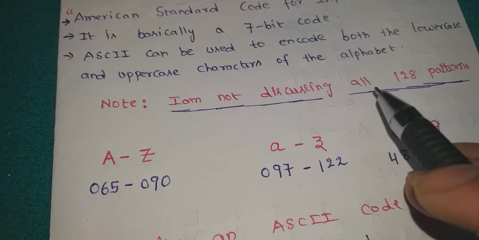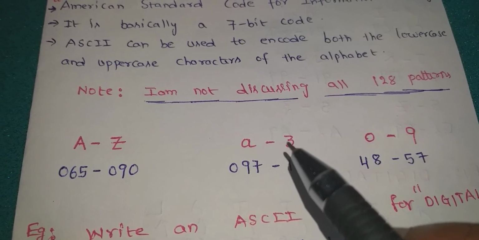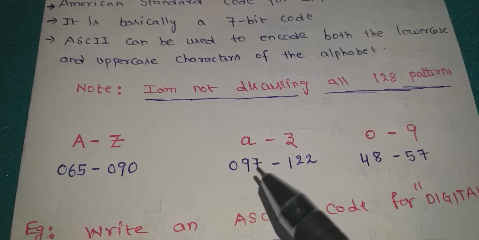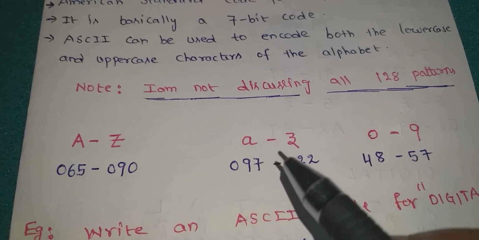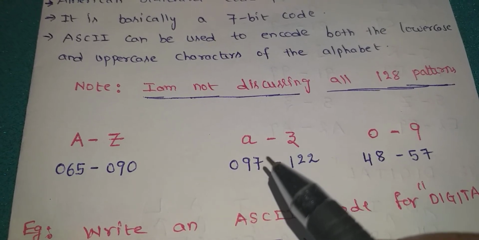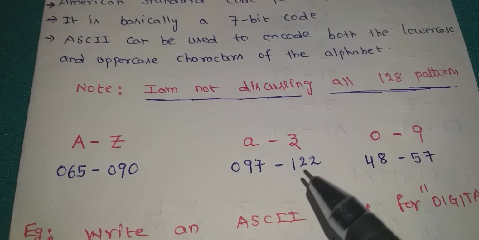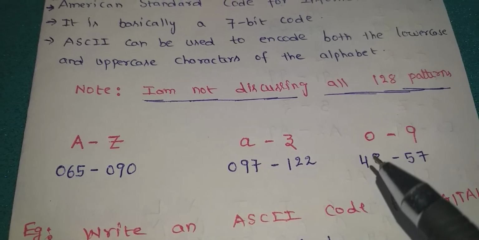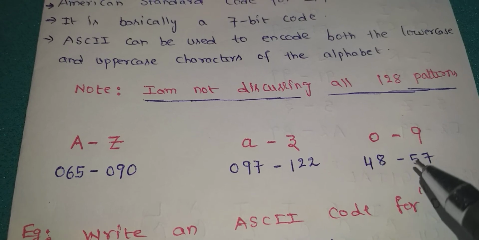Is it clear? For small letters, from small letter a to small letter z, the code will start from 97 and go through 98, 99, and so on up to 122, which is the ASCII code for small letter z. For the digits 0 to 9, the ASCII code will be 48 to 57.